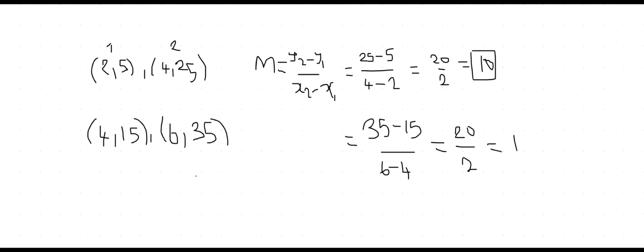So these two lines are parallel because the gradient is the same. And we've shown this by computing the gradient for each line. So that is one way we use the information in the theorem. Two lines are parallel, the gradient is the same. So we've shown that this line, which is going through these 2 points, 2,5 and 4,25, and this other line are parallel because they have the same gradient. Now let's look at another scenario.